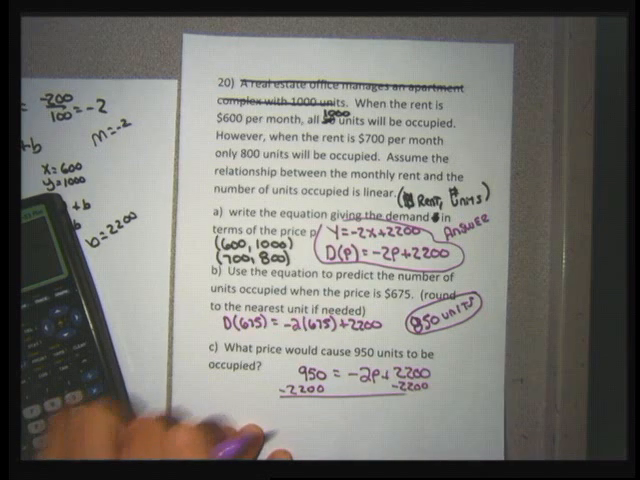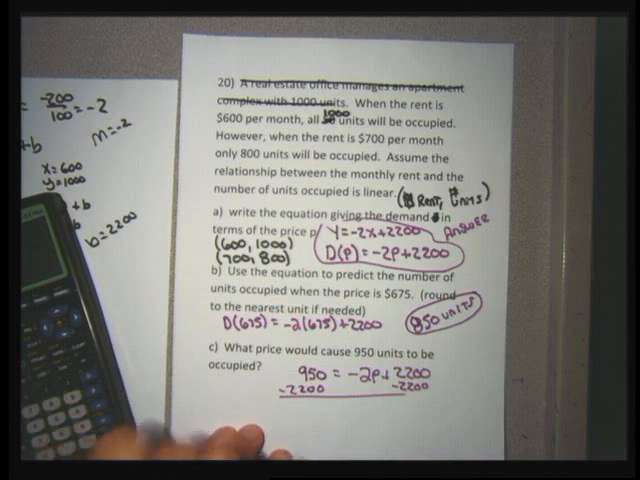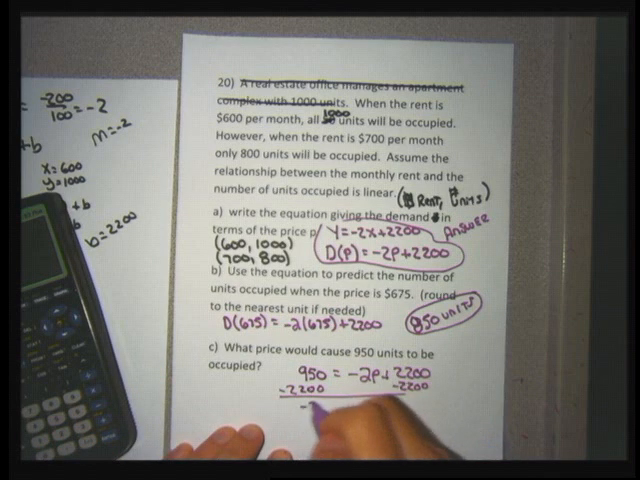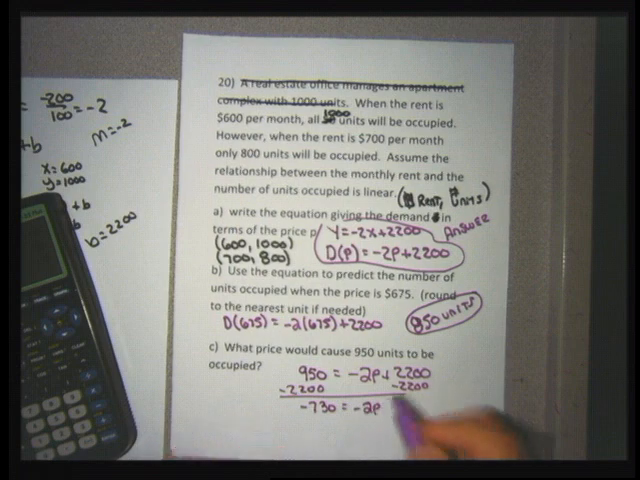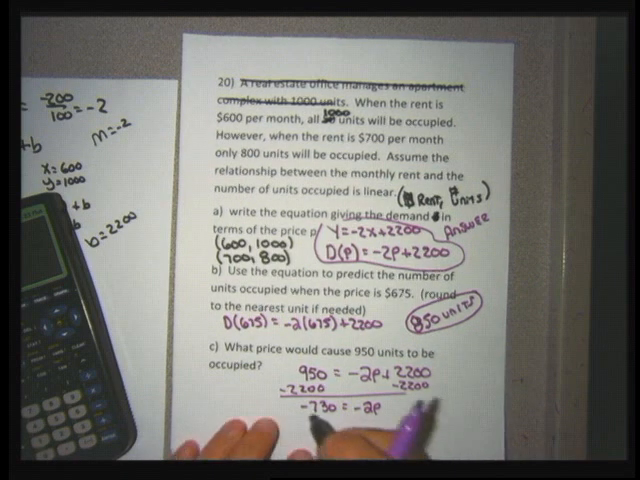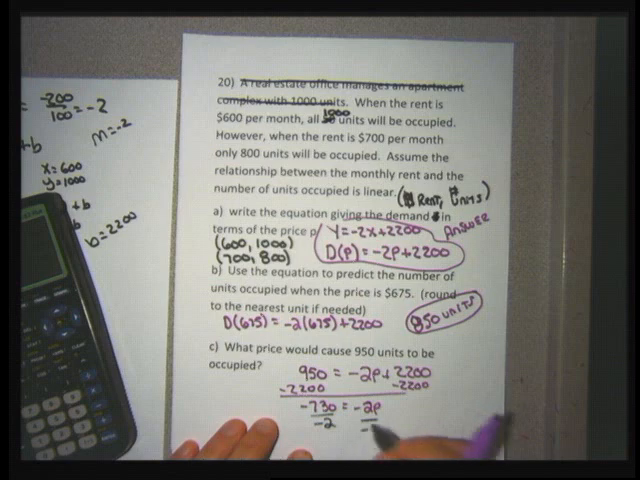And 950 minus 2200 I probably could do in my head, but I'm going to use my calculator. This gives me negative 730 equals negative 2p. I'm going to divide both sides by negative 2. And again, I'm using my calculator. I'm not showing it, but I'm assuming you can do that.